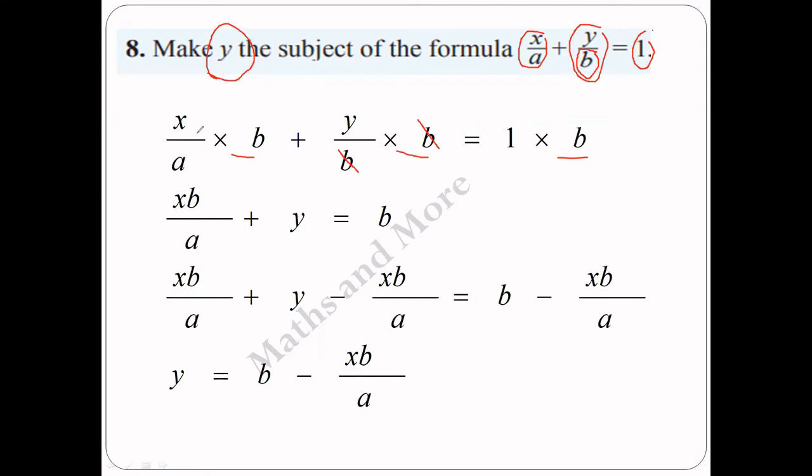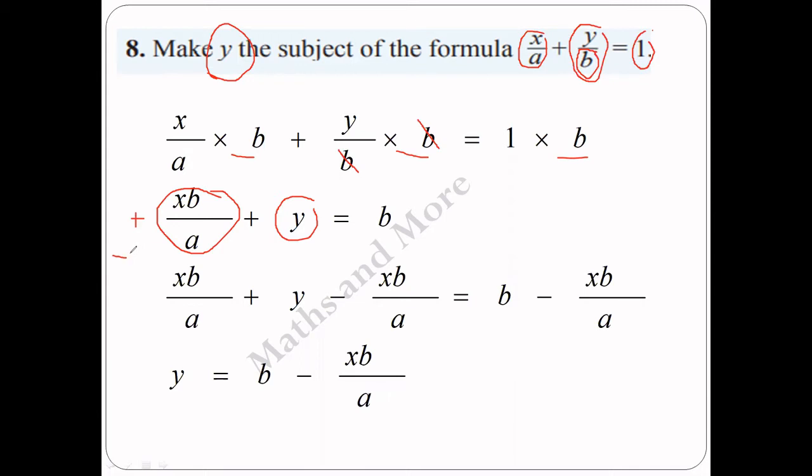X into B, XB. X into B, XB over A. XB over A plus Y equals 1 into B. Now we want to make Y the subject. So that means you have to keep only Y. So you have to remove this XB over A from the left hand side. XB over A is added to this, so the inverse of that means minus XB over A.